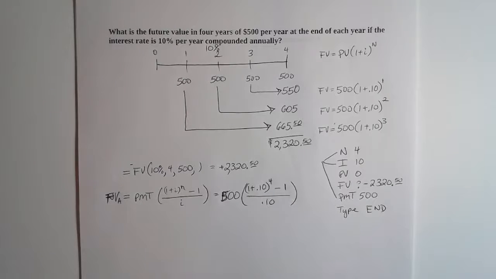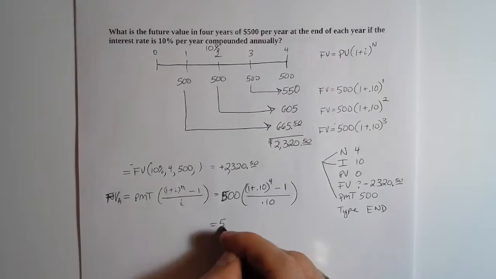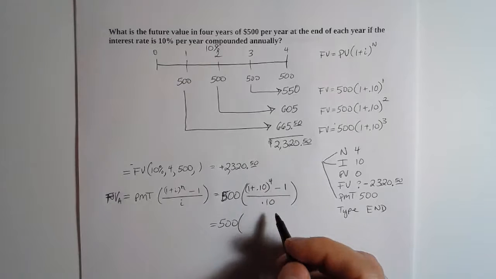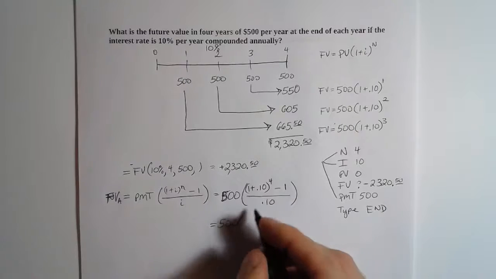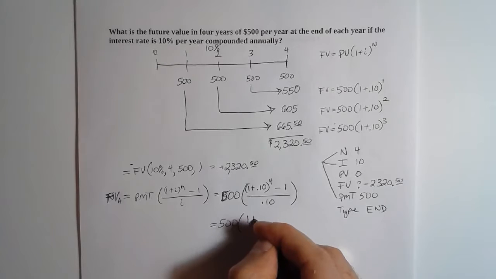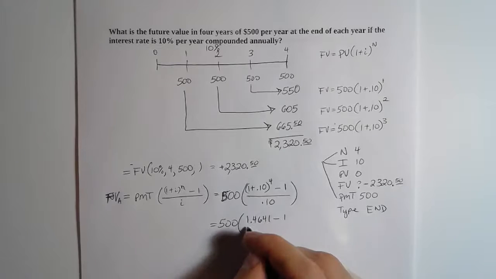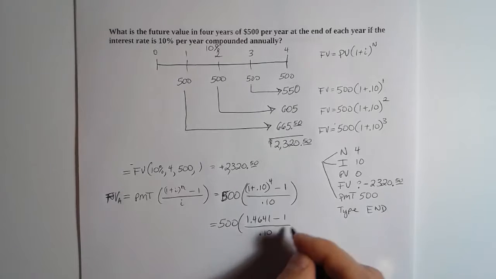Okay, so if you took a chance on working that out, let's kind of go step by step and see how this works out here. So if we have 1 plus 0.1 raised to the 4th, what you should get is a value of 1.4641 minus 1 in the numerator over 0.10.